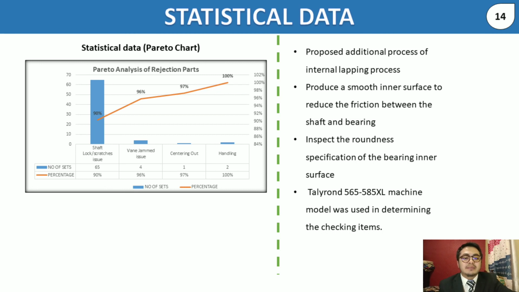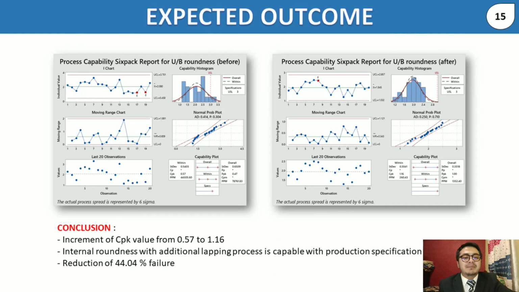A Talyron machine model was used in determining the checking item. The implementation of Lean Six Sigma tools using Minitab software was expected. For the expected outcome, as a preliminary result, a conclusion can be made from the increment of the Cpk value from 0.57 to 1.16. The internal roundness with the additional lapping process is capable of meeting the production specification, with a result of a 44.04% reduction in failures.